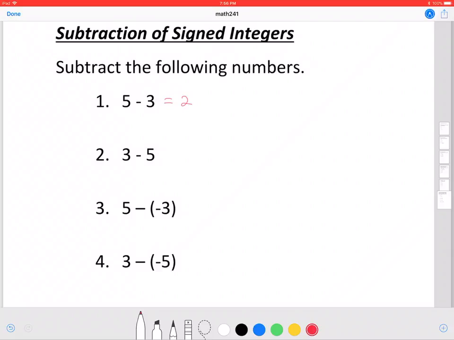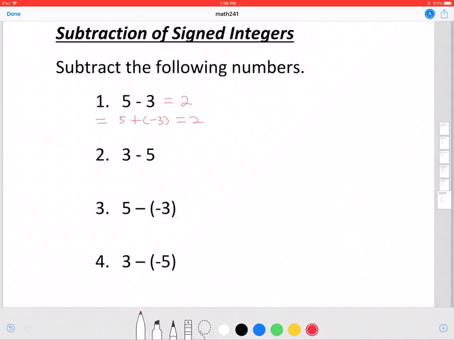But I'm going to look at this subtraction in a little different way. This subtraction can also be written as 5 plus negative 3. And you're probably saying, why did I do that? It's because that is going to help us do some longer problems later on. And 5 add negative 3 is the same as 5 take away 3, which of course is equal to 2.